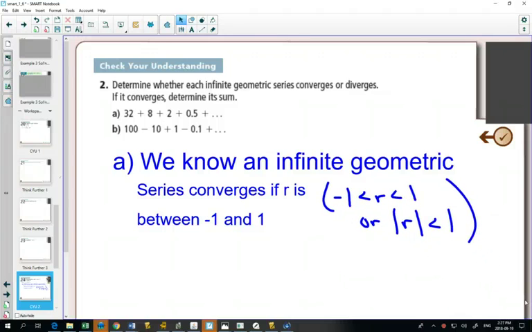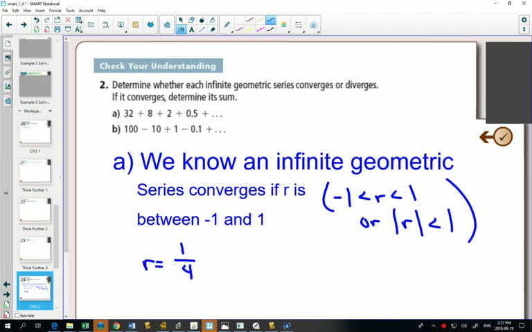So we know an infinite geometric series converges if R is between -1 and 1. How do we find out R? For part A, maybe you can just see it. So maybe you notice, hey, we're dividing by 4. Dividing by 4 is the same as multiplying by a quarter. So sometimes you can just see it. Sometimes the numbers aren't nice and you can't see it.